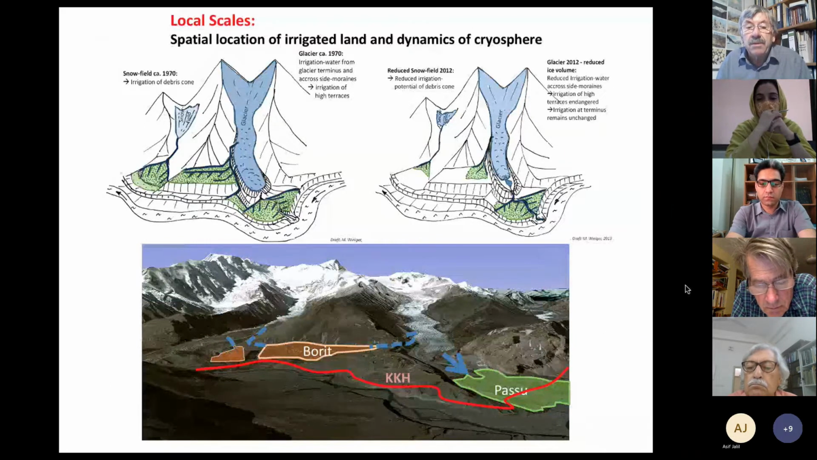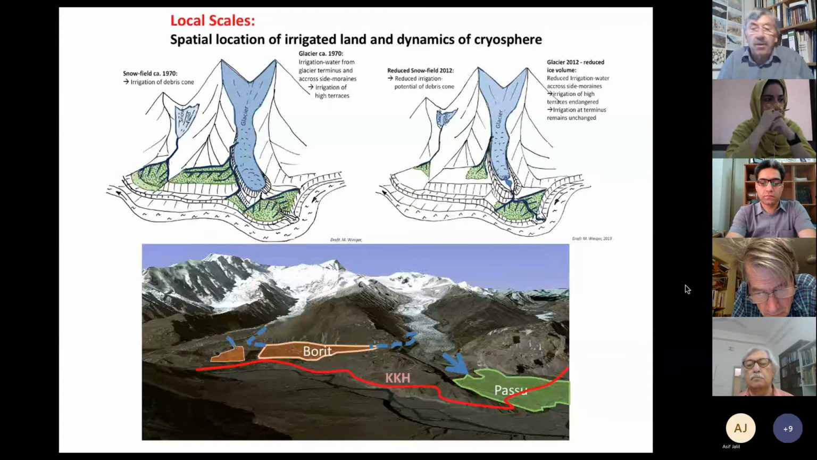On the lower part, you see a very concrete situation. It's on the Gilgit River, Passu, where at Passu, that's on the right side, there's a lot of water. It's sometimes too much water, no problem for irrigation. Whereas Borit, these are the terraces, has more or less completely dried out. And that's very basic proxy data.